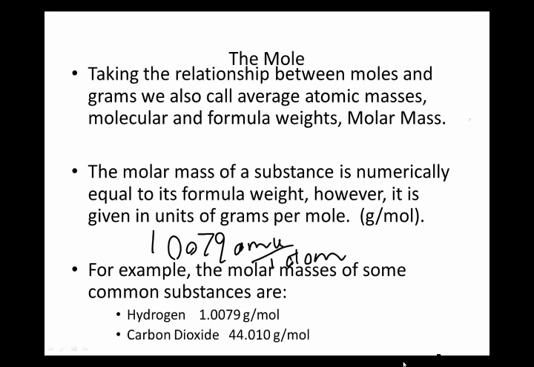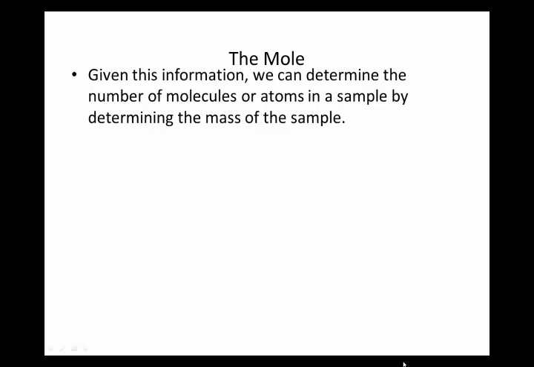Carbon dioxide is 44.01 grams per mole. I got that by just adding up the masses: carbon dioxide is CO2, so I just took 12.01 plus 16 plus 16, and I got 44.01 grams per mole. So we just add up the formula masses that way, as we did before. Now I can determine the mass of a certain number of molecules, or I can determine how many moles.